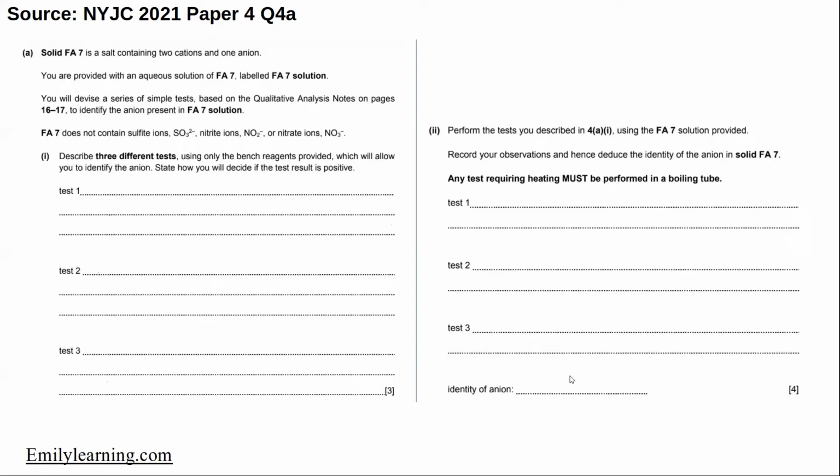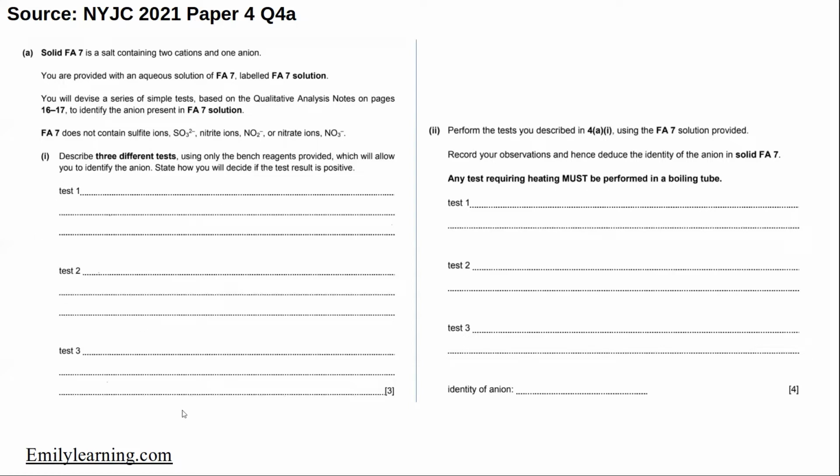So write down the observations, and from there identify the anion. So for this video, I'm going to go through this portion here, because we are not going to conduct any actual tests. But once you have written out these 3 tests, you can go on to conduct them and identify which one is the anion based on the results of your test.